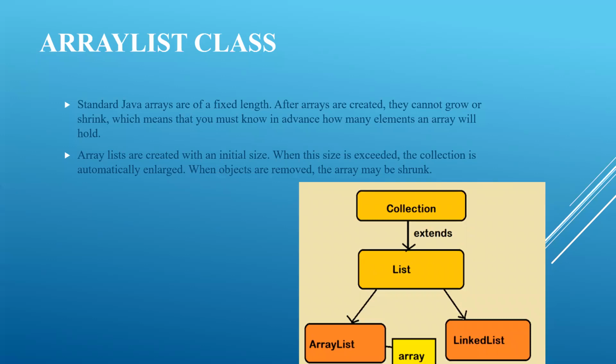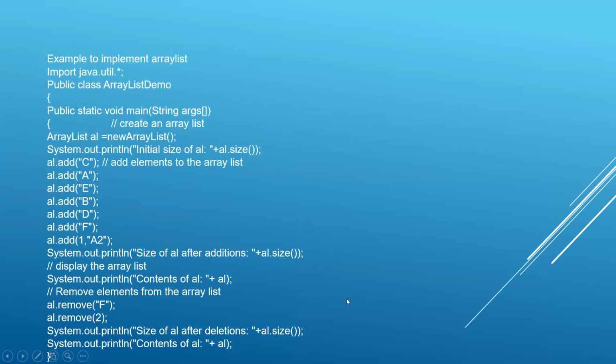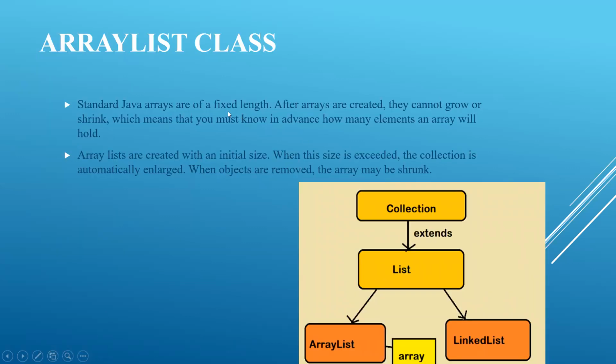ArrayList is a class which implements the interface called List, which extends the Collection interface. So this is the hierarchy of the ArrayList. Here we have the Collection interface, which is extended by an interface called List, which is implemented by a class called ArrayList.